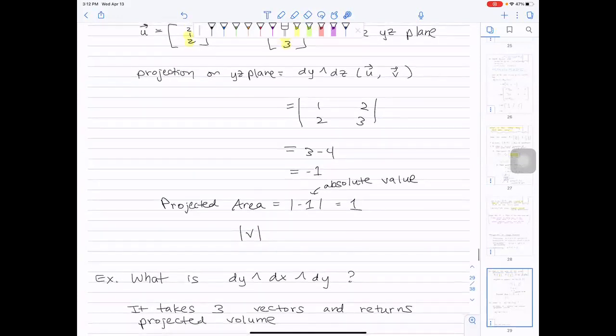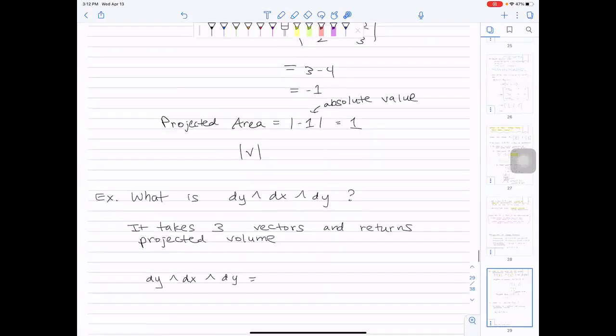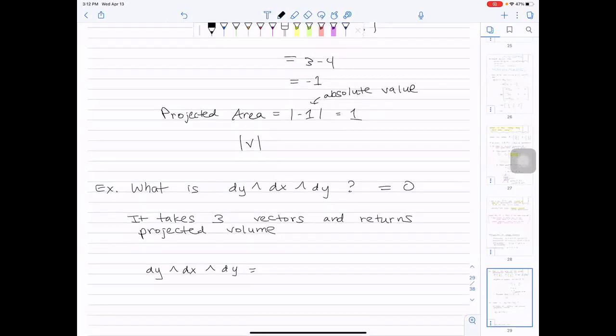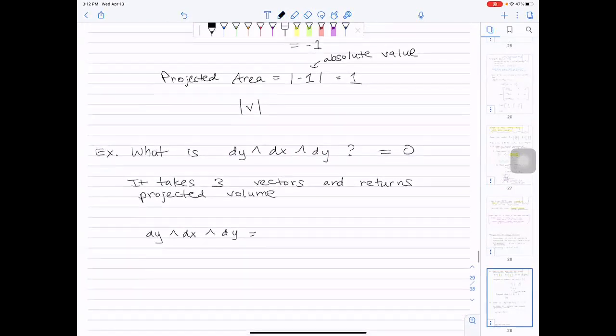Okay, question. What is dy wedge dx wedge dy? Yes, it's 0. So equals 0. And that's because either you could use wedge properties and we can flip these two and we see that we get dy wedge dy, which has to be 0. Or you can also see by looking at the determinant.